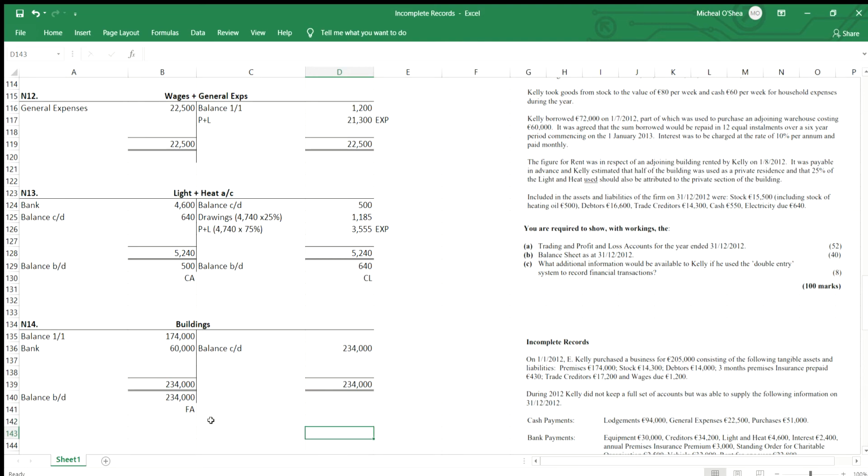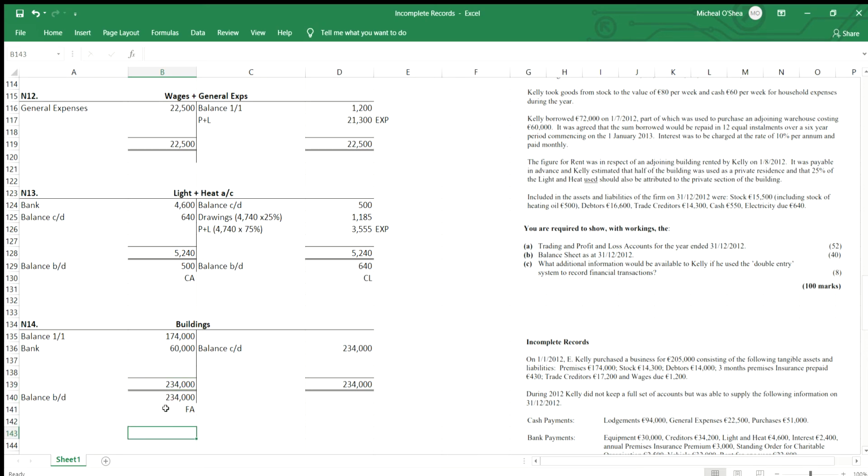Buildings. Okay, so buildings, if we look up at the very top, we have premises of 174,000. That goes in here. What did we do? Well, we bought a warehouse for 60 grand. So obviously, let's increase our buildings by 60 grand. Balance on both sides is 234,000. And therefore, my balance brought down is 234,000.